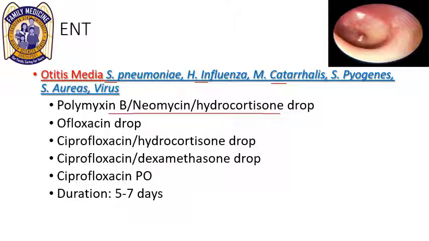So really, you see here we have 4 drops and 1 oral. So you want to start with the drops. You want to continue giving them the drops for at least 5 to 7 days. If they're refractory to the drops or they're not doing well, then you switch over to systemic therapy with the ciprofloxacin PO.